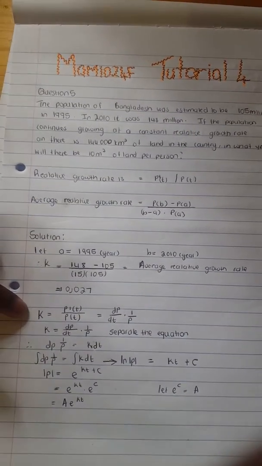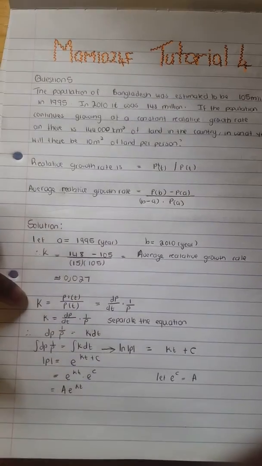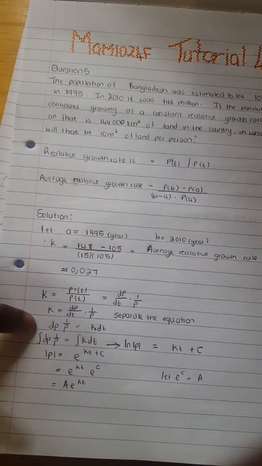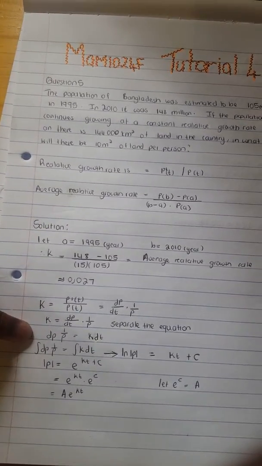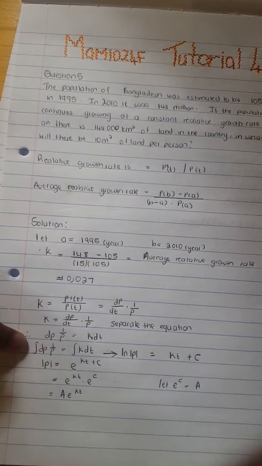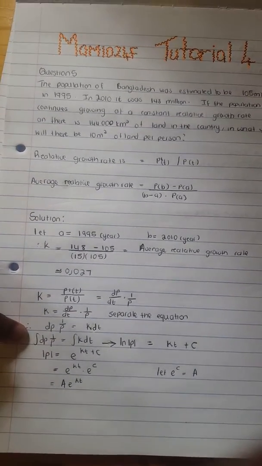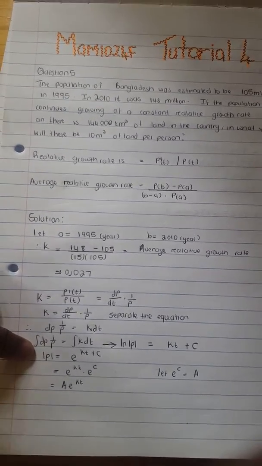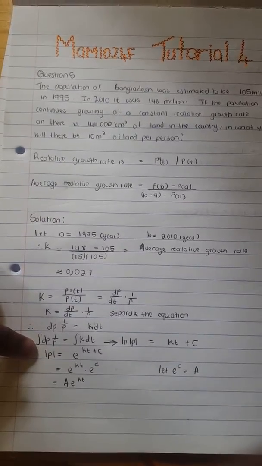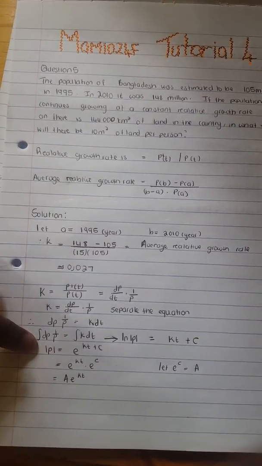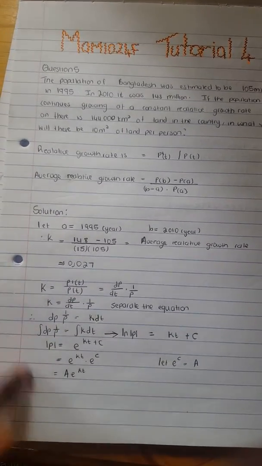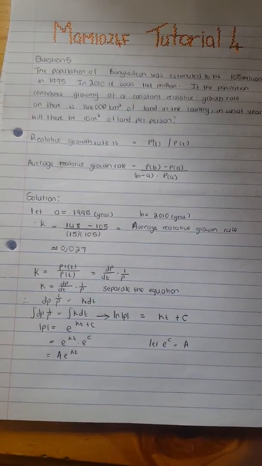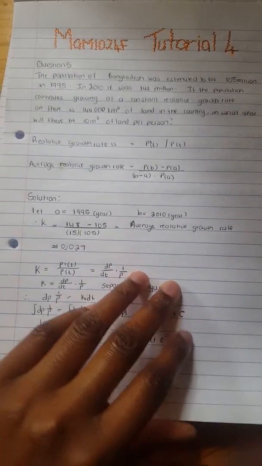over P of t. And then we separate that equation to get dP times 1 over P is equal to K dt. We integrate on both sides to get ln P equals Kt plus C. We solve for P and we get P is equal to e to the Kt plus C, which is then equal to e to the Kt times e to the C. We let e to the C equal A. Therefore, we get A e to the Kt is equal to P.